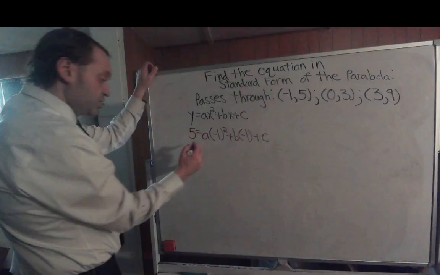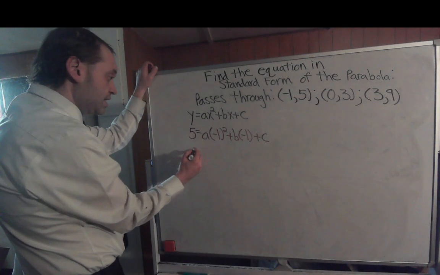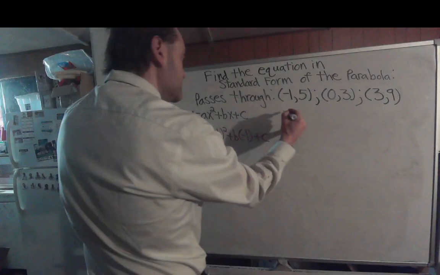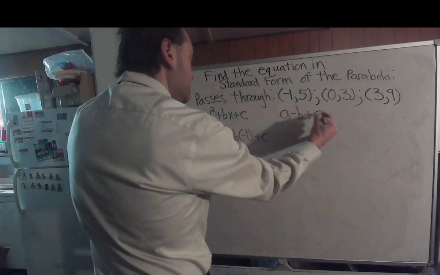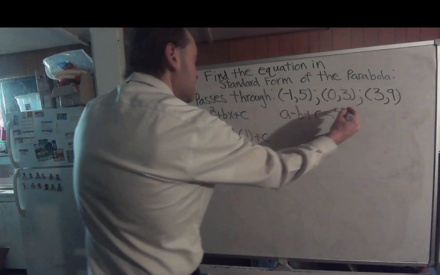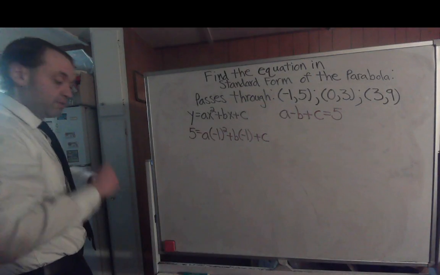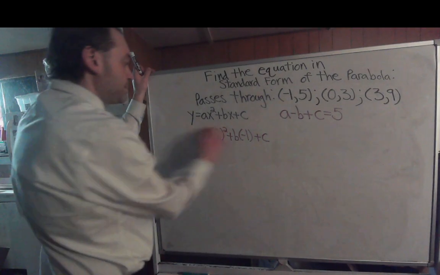So basically what you're going to end up getting here, and I'll write this off to the side, is a minus b plus c equals 5. We're going to actually end up forming a system of equations.